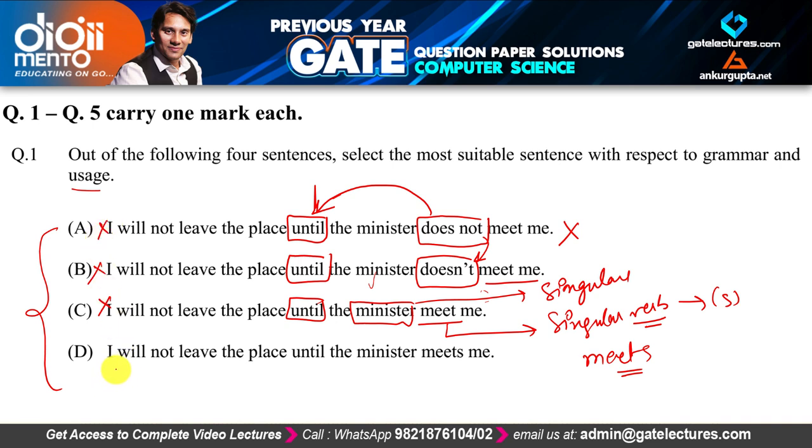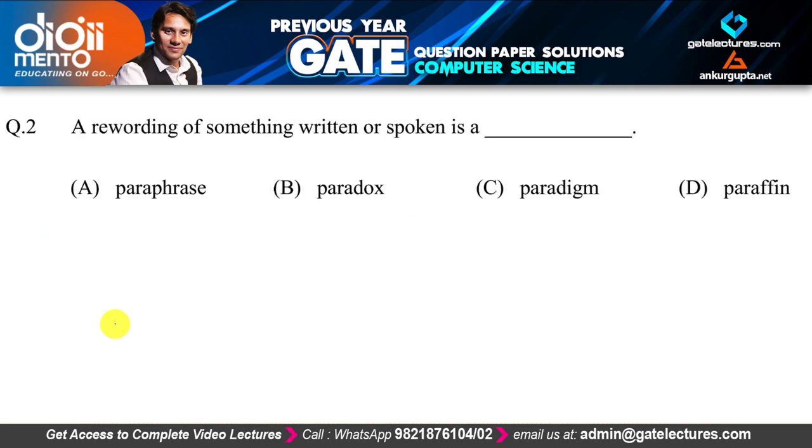Now you can see the D option: I will not leave the place until the minister meets me. Because they have used s here, that is why this sentence is correct. So out of all the four sentences, the correct answer is option number D, which says minister meets me. Okay, next.